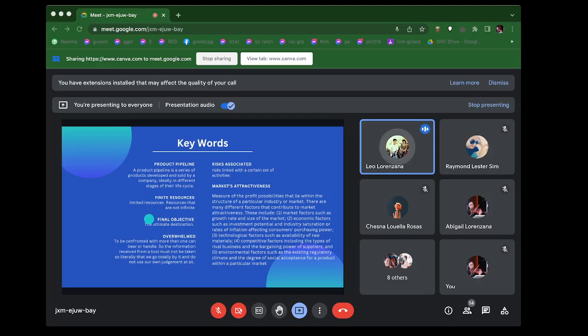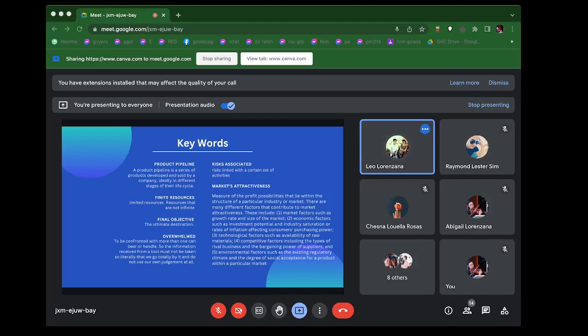Next is overwhelmed, to be confronted with more than one can bear or handle, so that the information received from a tool must not be taken so literally that we go totally by it and do not use our own judgment at all. Next is risk association, risk linked with a certain set of activities.